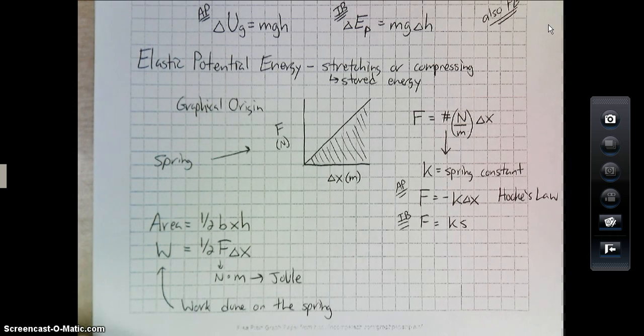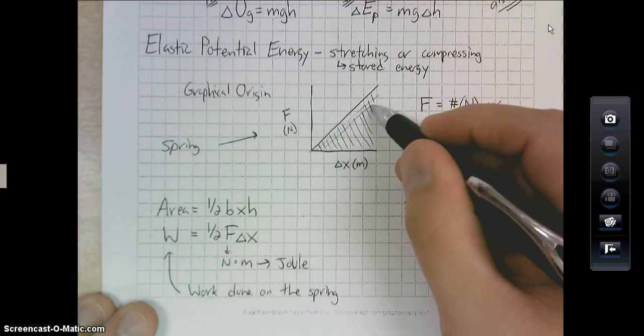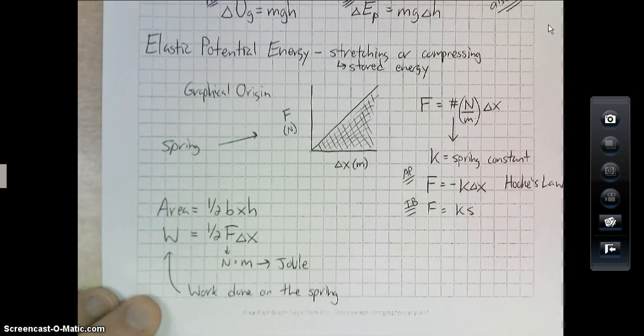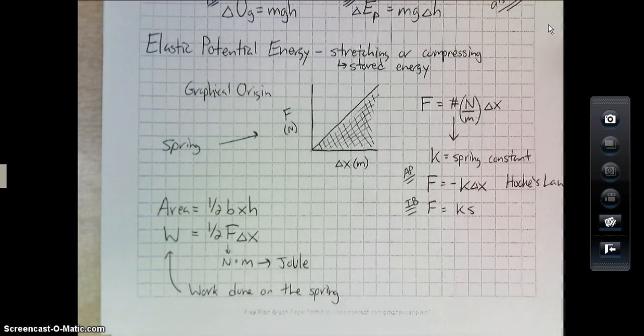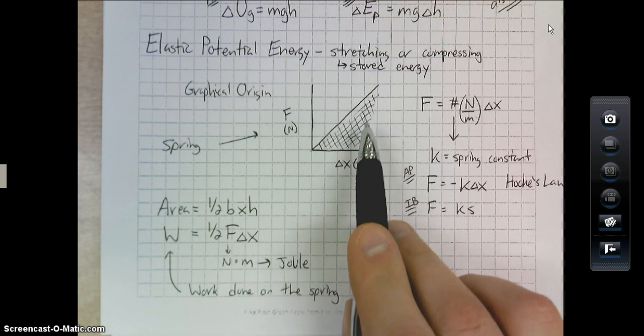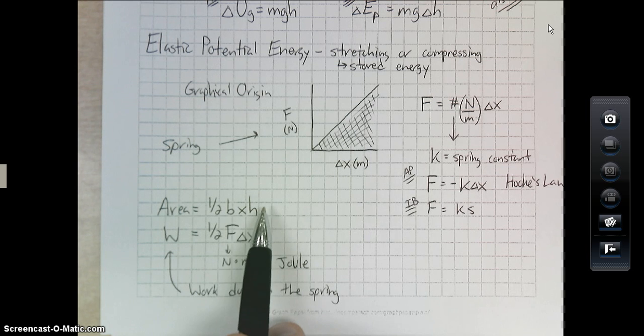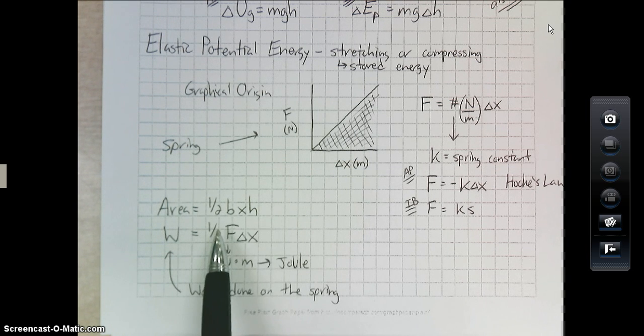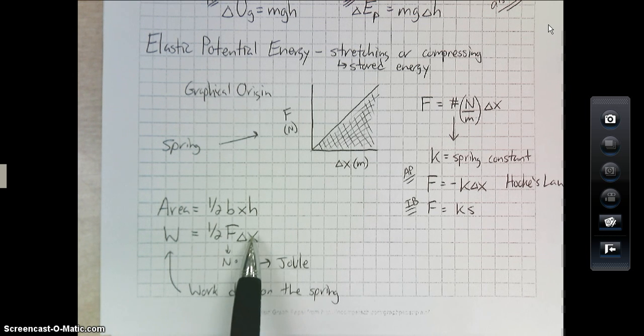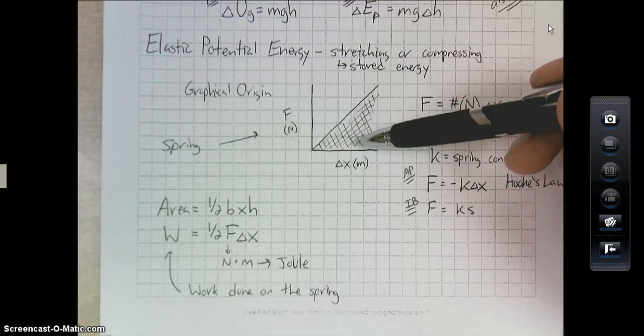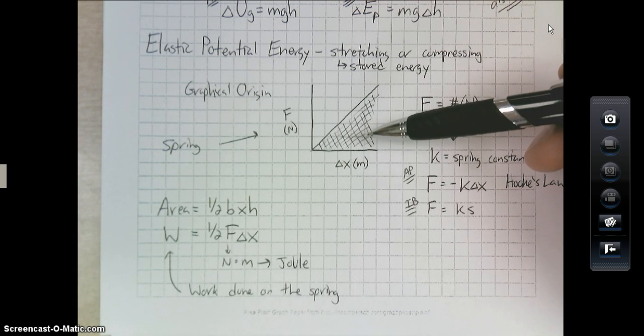Okay. Something else that I've done on here is I've shaded in this particular area, because we've known from other graphs that area can oftentimes tell us some important things. Well, this is a triangle, so if I look at the area, it's 1/2 base times height. The base is delta X, and the height is F, so I've got F times the displacement. That's pretty much the same thing as work. It's a newton meter, which is a joule. So that's actually the work being done on the spring. The area of a force versus displacement graph is the work done on the spring.